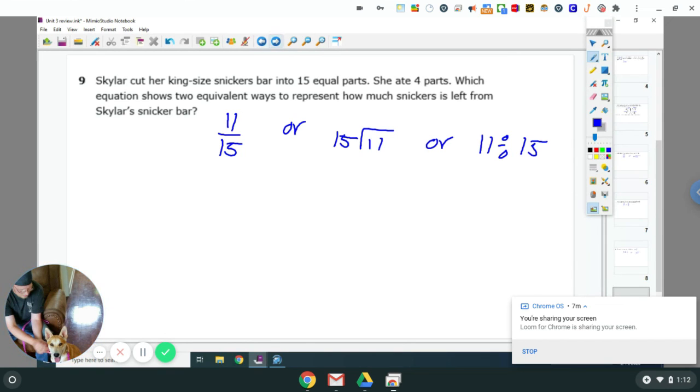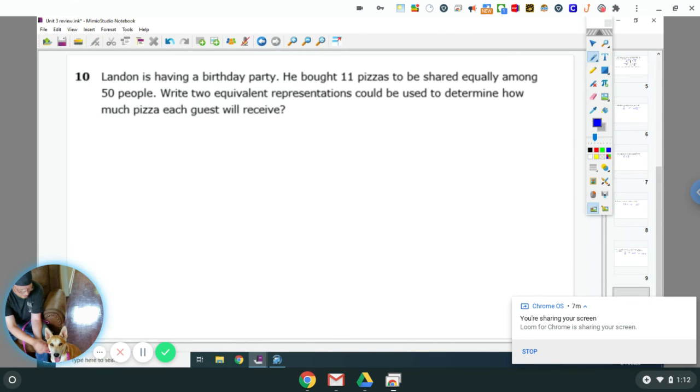And then finally, number 10. Landon is having a birthday party. He bought 11 pizzas to be shared equally among 50 people. So write 2 equivalent expressions. One way is 11 over 50, or 50 divided into 11, or 11 divided by 50. So same idea.